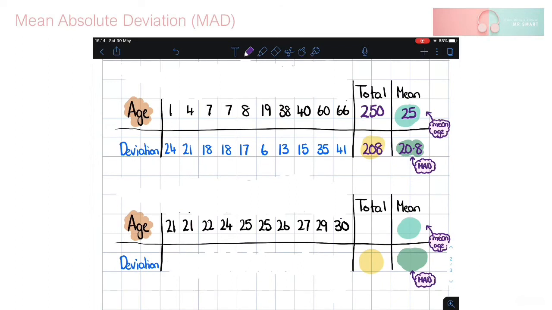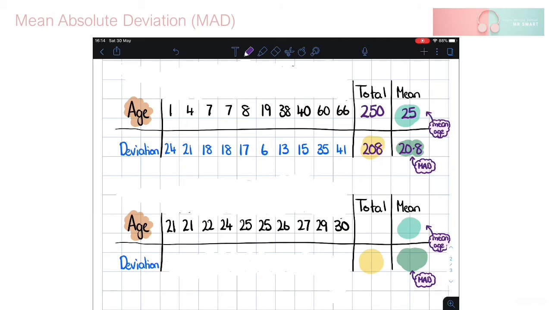So let's have a look at another example. In the first table, we have exactly the same data as we had in the first example. In the second table, we have another 10 people that attended another party. And we're going to look at the mean and absolute deviation of those 10 people.